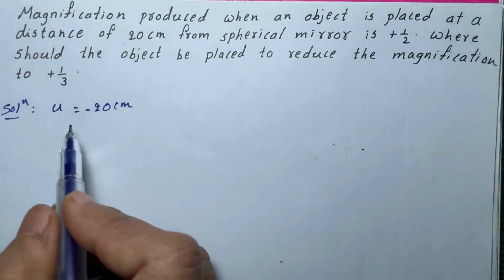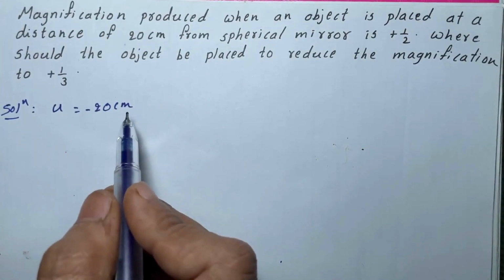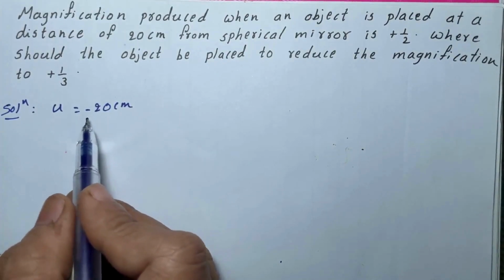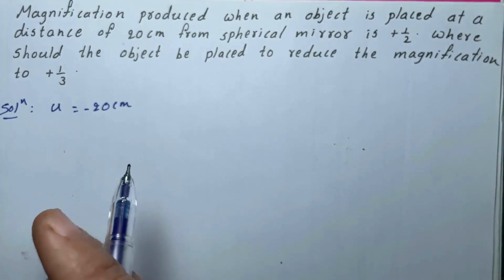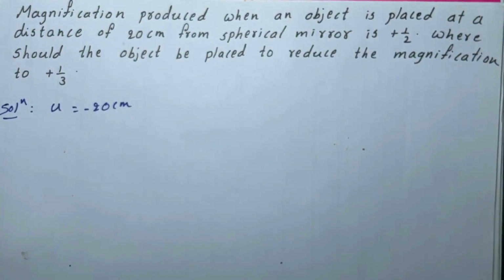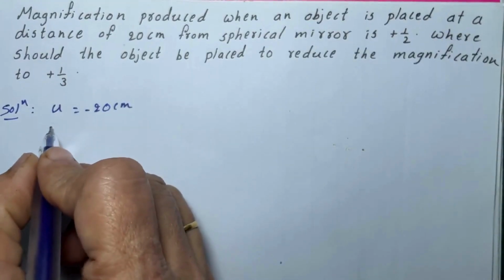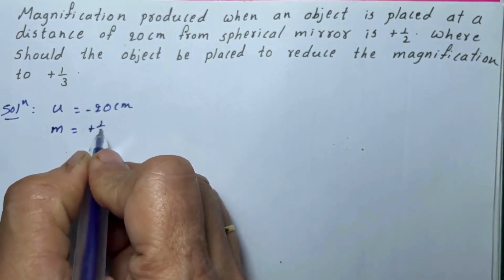First, write down the given data. Object distance u is equal to minus 20 centimeters. This negative sign is because, whatever the spherical mirror, we put the object in front of the mirror, that is the left hand side of the mirror. So we have to write the negative sign.